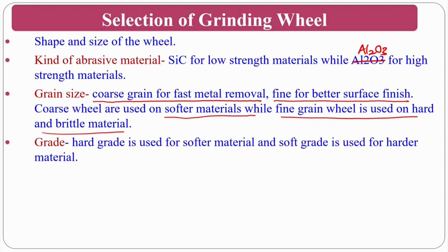Grade: a hard grade is normally used for machining soft materials, and softer grades are used for machining harder workpiece materials.